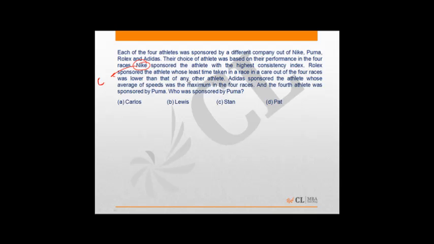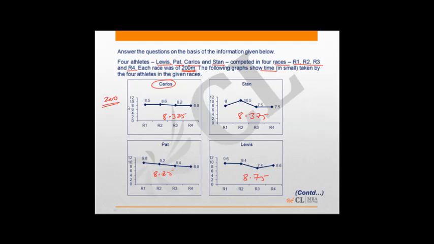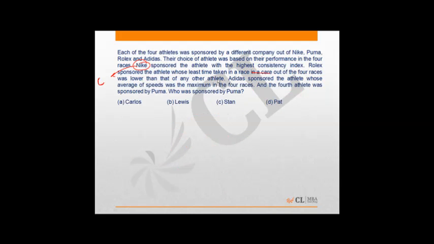Rolex sponsored the athlete whose least time taken in a race out of the 4 races was lower than that of any other athlete. So the player who has taken the least time in all the races available. Right? So least time is of Lewis, 7.4. So Rolex sponsored Lewis.